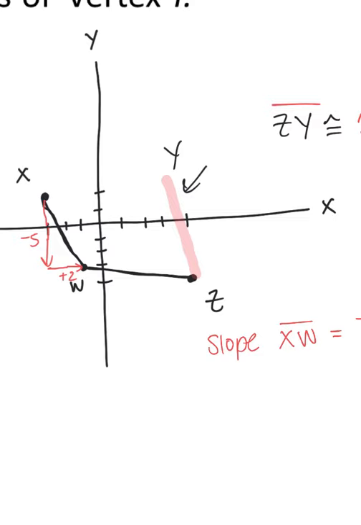So all we're going to do is do the same thing from Z. So the slope of ZY has to be -5/2. They have to be the same.